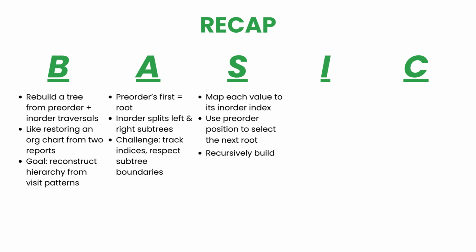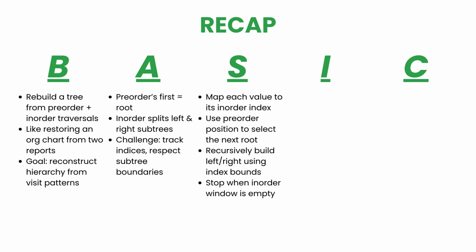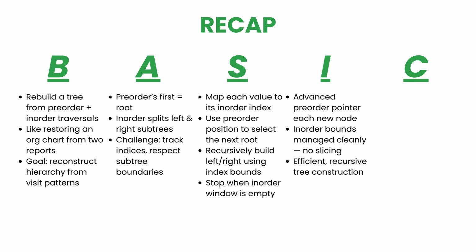Our plan: create a fast lookup from value to its position in the inorder list. Use a moving position in preorder to pick the next root. Then, with left/right bounds in the inorder range, recursively build the left subtree from the left side of the split and the right subtree from the right side. Stop when the current inorder window is empty. We followed that blueprint, advancing the preorder position each time we formed a new node and using the inorder boundaries to keep each recursive call in its lane. No extra slicing work, just clean boundary management.